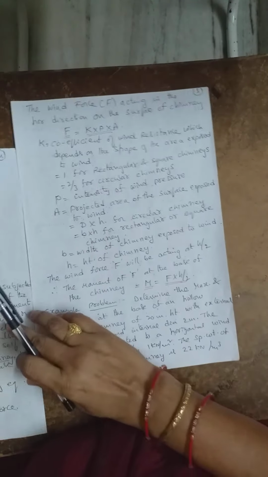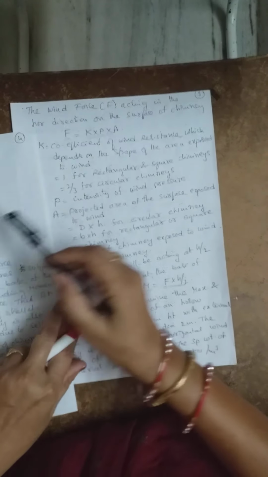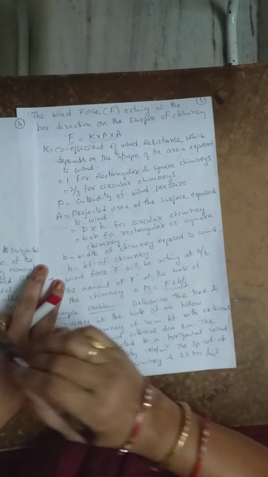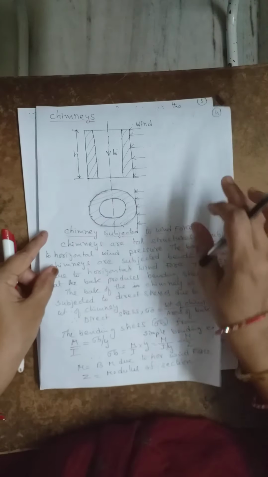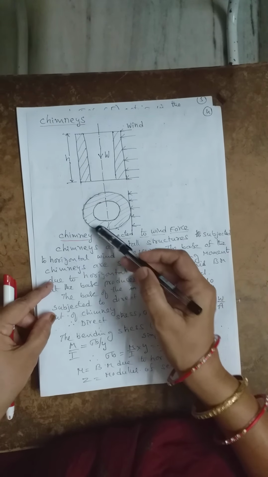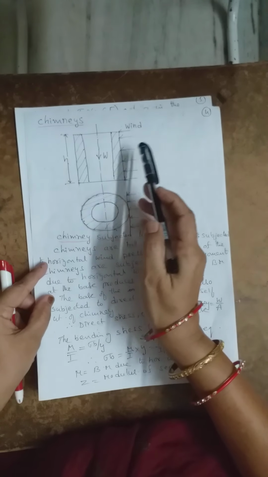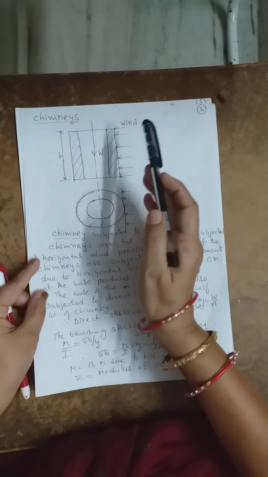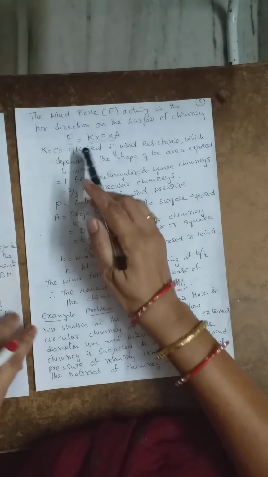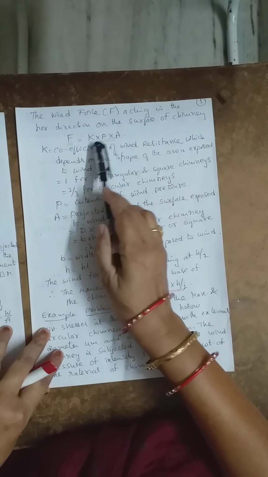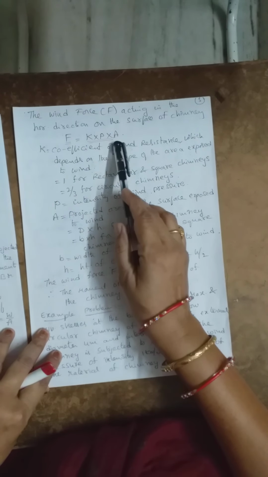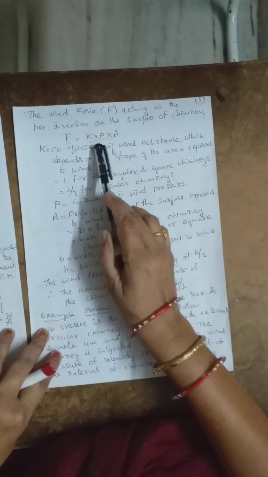Now we find out the wind force from the chimney figure. The wind force F is acting in the horizontal direction on the surface of the chimney, as the wind is acting like this in the horizontal direction. Of course the base of the chimney is subject to direct and bending stresses, but here this face of the chimney is subjected to the horizontal wind force. The wind force F acting in the horizontal direction on the surface of the chimney is equal to load into area, so we write F is equal to K into P into A.